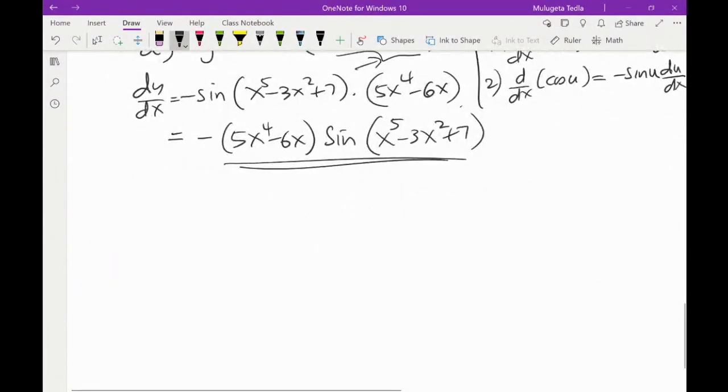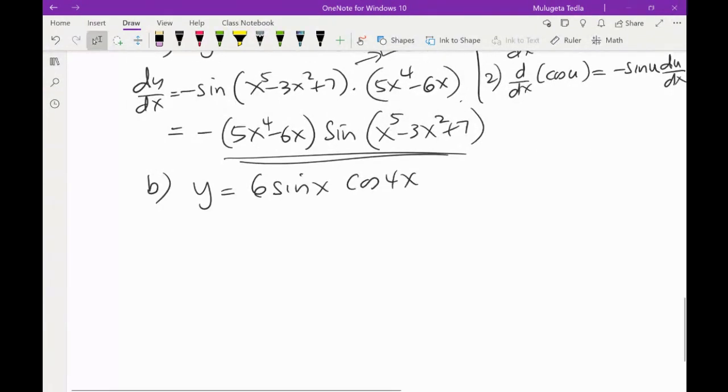Okay, so B, you have to stop me if it's not clear. y equals 6 sine of x cos of 4x. And this is a product rule. What is the previous case? It's the derivative of sine, but this is product rule.